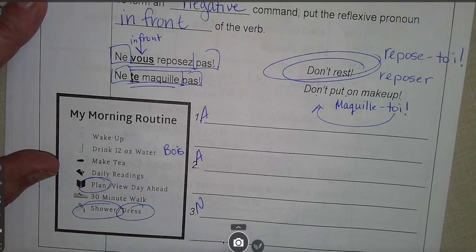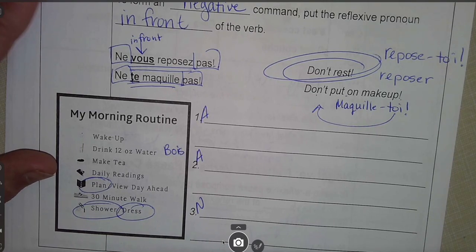All right, when you're finished with that, then you are going to do your final activity, before the little exam. Let me know if you have any questions.